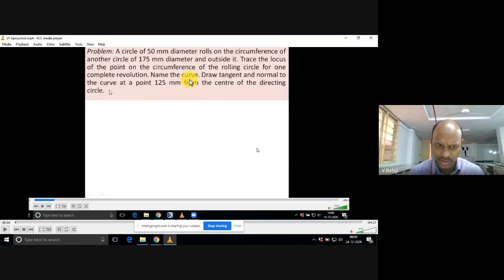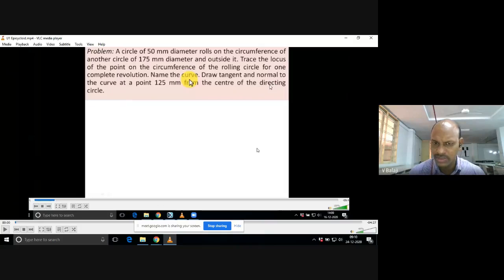When we are discussing curves, remember that at any point on the curve there is a particular normal and tangent at that point. The distance where we need to draw the tangent and normal is also given, 125 from the center of the directing circle. Here is one more word you are listening to, the directing circle. You know the rolling circle already. What does the directing circle mean? The curved path. So the ground is now circular in the shape of a circular arc.